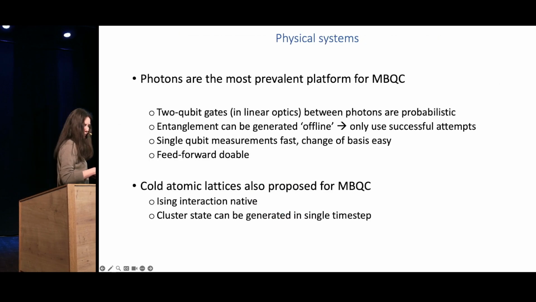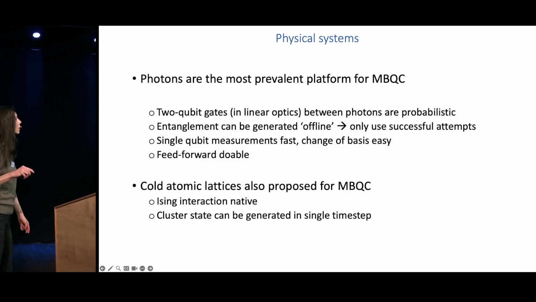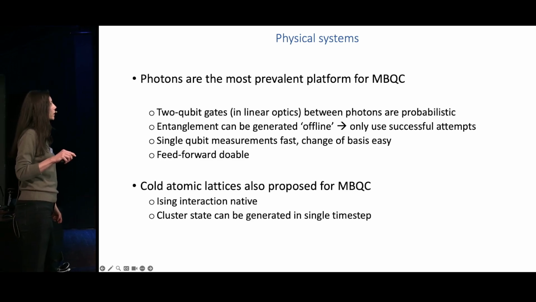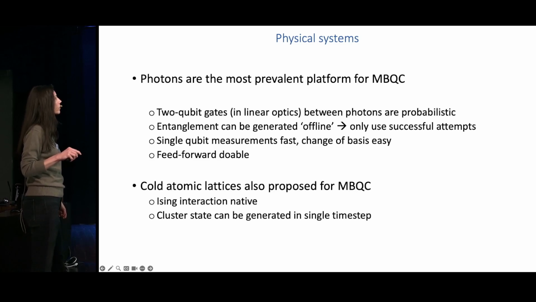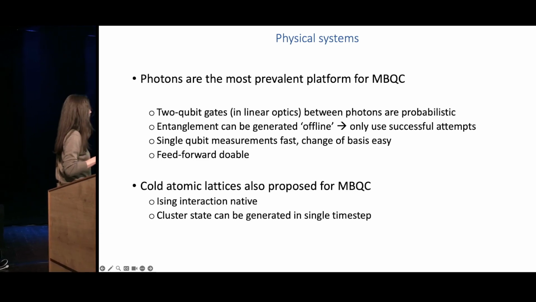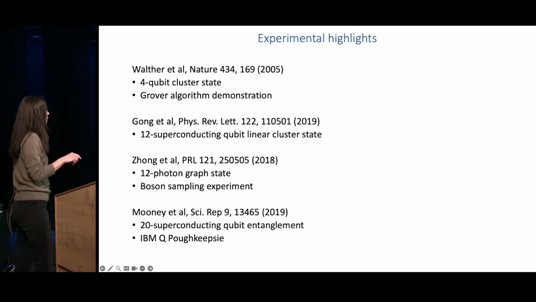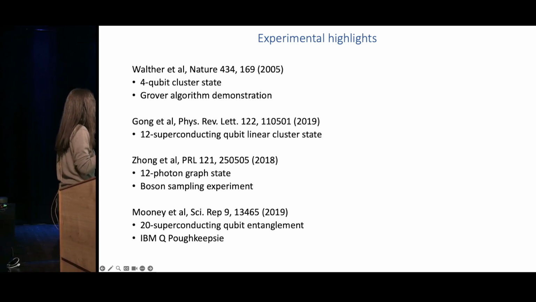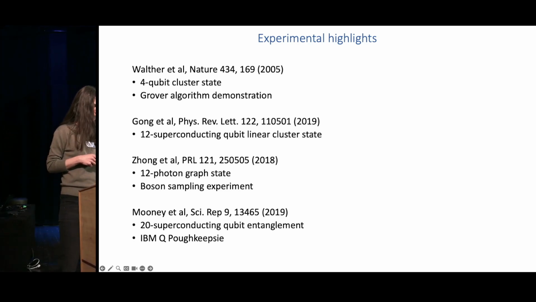And then, I already mentioned that photons are the most prevalent platform for measurement-based quantum computing. One big obstacle is that linear optics does not allow you deterministic entangling gates. Of course, the fact that you can generate entanglement offline helps with that. And single qubit measurements, change of basis, is relatively easy for photons. And feed forward is doable. There's also been papers on doing this on atomic qubits. And these are some experiments. This list is by no means exhaustive, so I don't want to annoy anybody. It's just some representative list on different platforms.